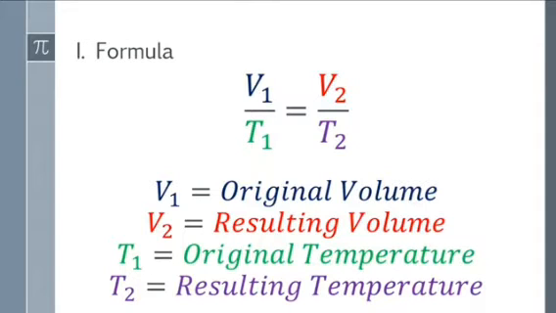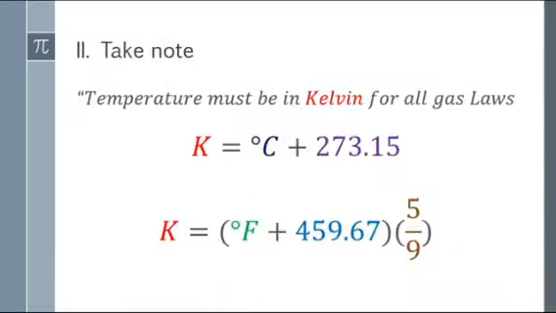Okay, so let's start with the formula. Charles' law, meron na tayong ditong volume and temperature. So, formula natin ay V1 over T1 is equal to V2 over T2. Yung V1 ito yung original volume. Ang V2 naman, that will be the resulting volume. T1 is the original temperature and T2 will be the resulting temperature.